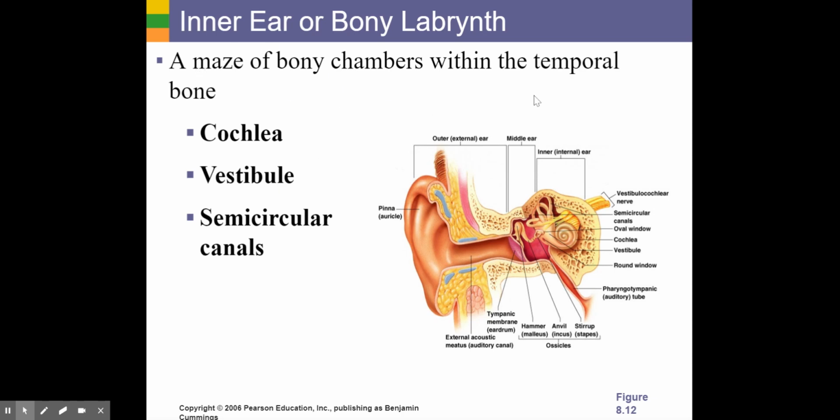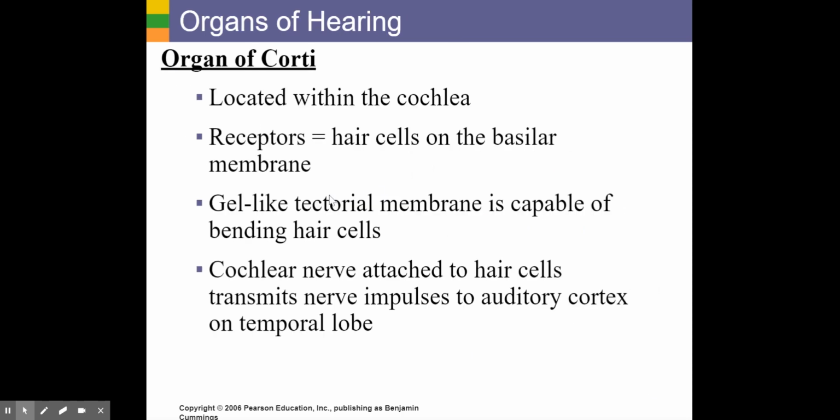Inside of the bony labyrinth, we've got a couple of different structures housed within the temporal bone. You have the cochlea, which is this little snail-looking structure at the bottom. You have the vestibule, where the oval window is, exactly where the ossicles rest up against. And then the semicircular canals up here at the top. Each one of them plays a slightly different role in hearing.